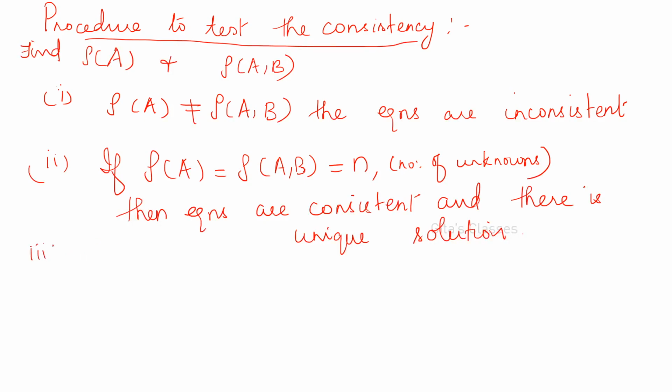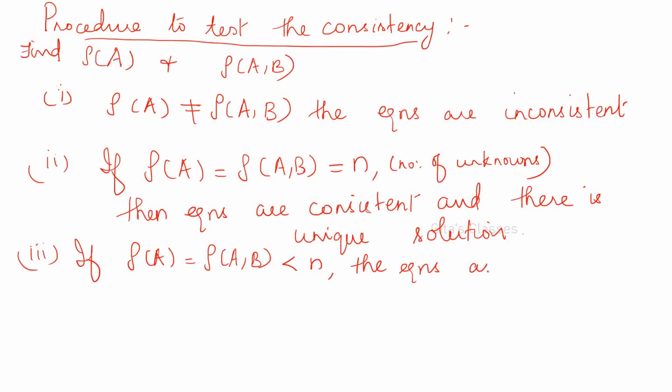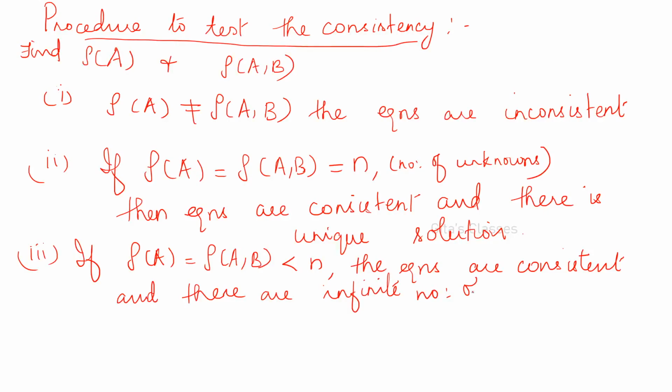And the third one, if rank of A is equal to rank of A comma B, but sometimes it will be strictly less than n. If it is equal to n, unique solution. If it is less than n, then again if they are equal, we know that it is consistent, right? So the equations are consistent and there are infinite number of solutions. So these three you have to remember.